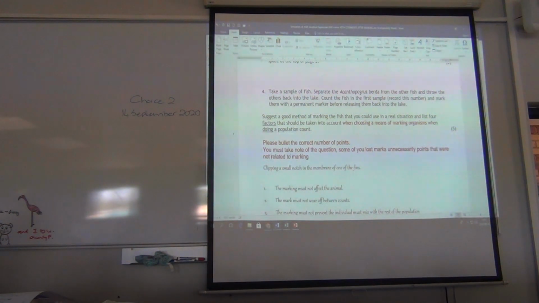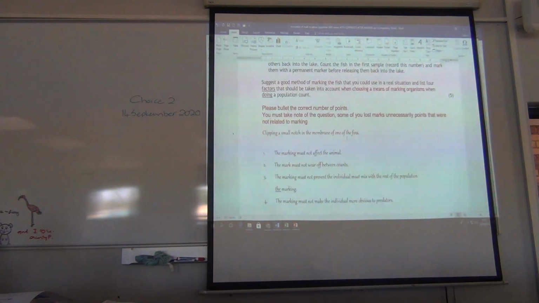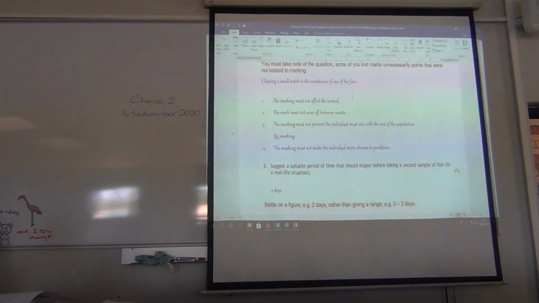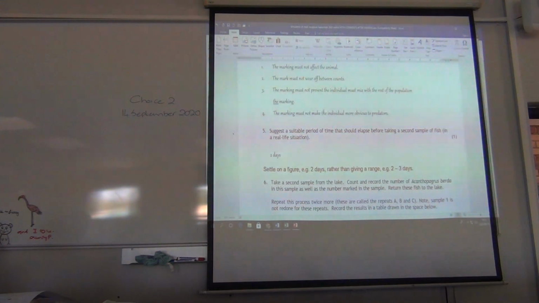Okay, so anything reasonable, like clipping a small notch in the membrane of one of the fins. And so the points would have been: the marking mustn't affect the animal negatively, or positively actually. The mark mustn't wear off between counts. The marking must not prevent the individual from mixing with the rest of the population. Marking mustn't make the individual more obvious to predators.